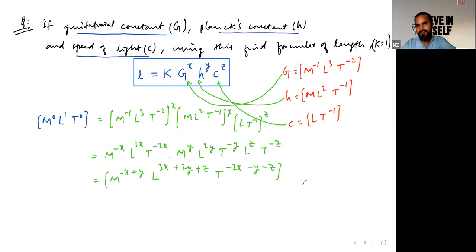Yes, sir. Sir, can we write raised to 2y minus z? Mohammed, just tell me once again. Can we write T raised to 2y, z, negative signs? Now, since we have T raised to the power minus 2x here, minus y here, and minus z here, all these terms are in multiplication. So we have to add them with their own sign. So we can write minus 2x, minus y, and minus z.